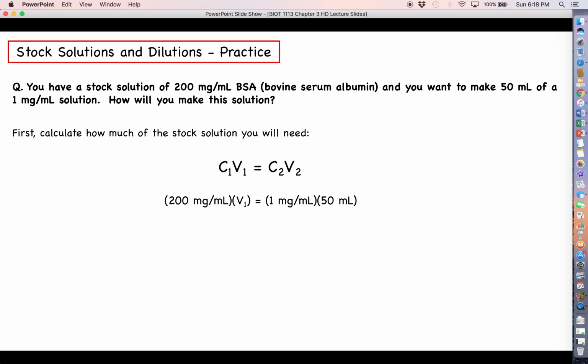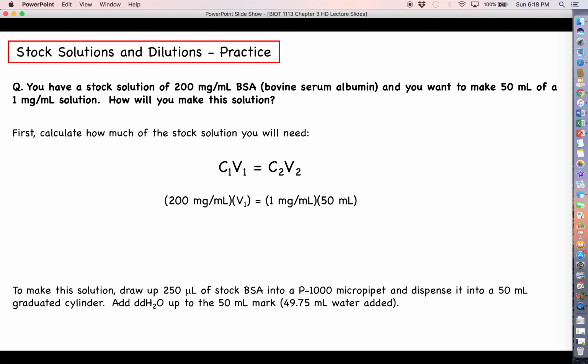We are going to divide over the 200 to the other side of the equation here to end up with V1 equals 1 times 50 divided by 200. So that would give us a V1 value of 0.25 milliliters, or you could say 250 microliters.